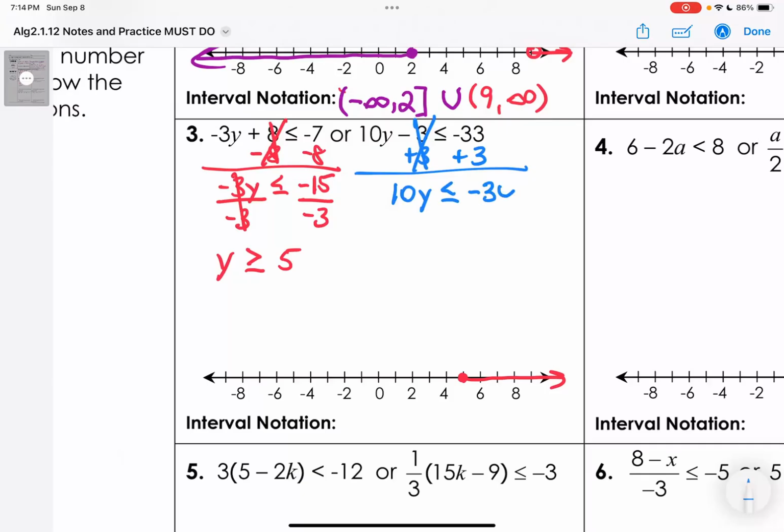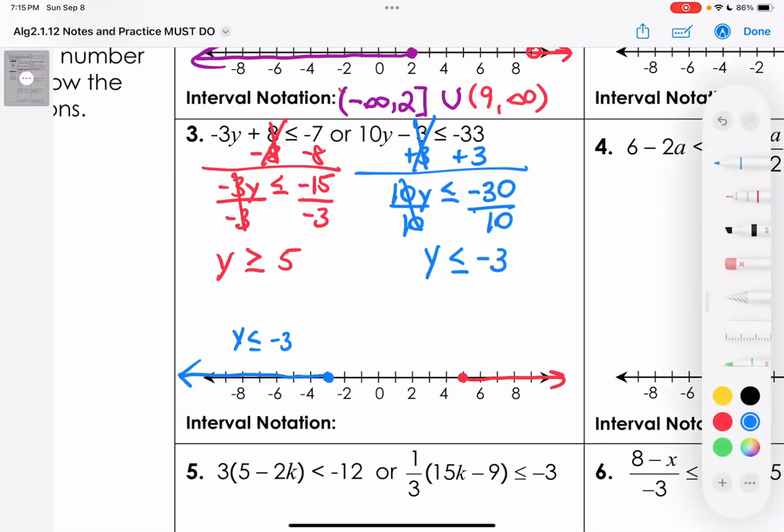And this is going to be negative 30. Then when I divide by 10, I get y less than or equal to negative 3. So here's my negative 3 off to the left. When I write these, they're going to kind of switch places, because they were both less than to begin with, and now one is less than, which is going to be this side. The other was the greater than.